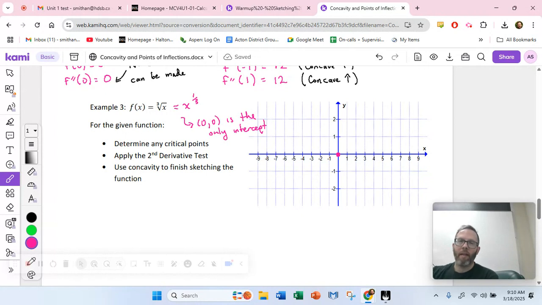All right, let's dive in. Let's look for some critical points. So we've got to find the derivative. So our function is x to the power of 1/3.